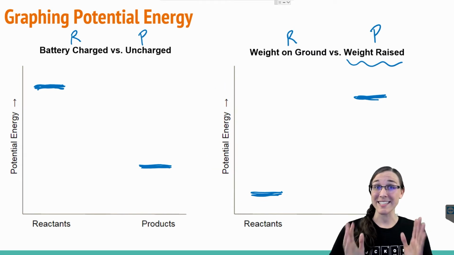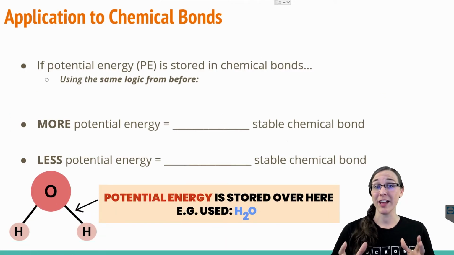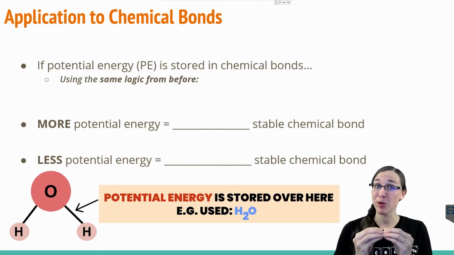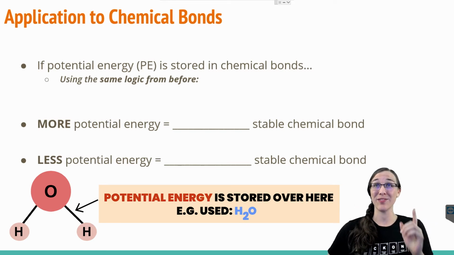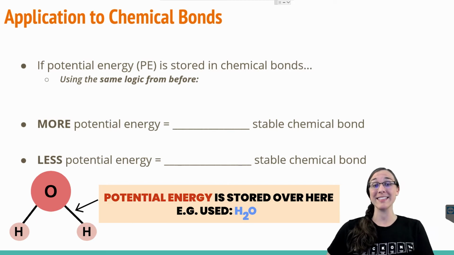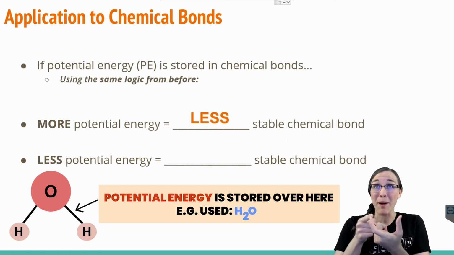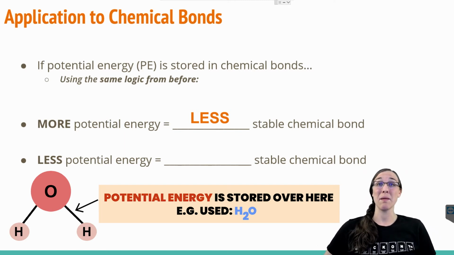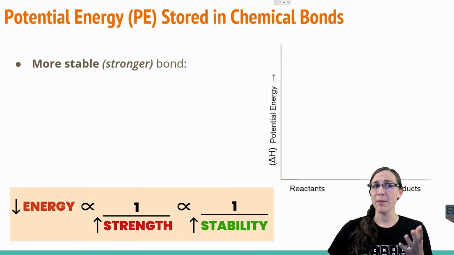Now let's take this same exact concept and apply it to chemicals. We know that the potential energy is stored inside the chemical bonds between atoms. So using the same logic, if there's more potential energy between two atoms, that is a less stable bond. And if there's less potential energy between two atoms in that bond, we would say that that is a more stable chemical bond.